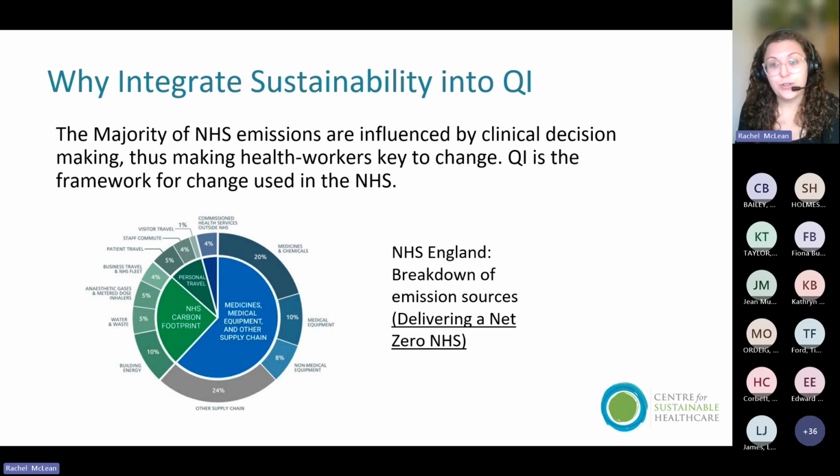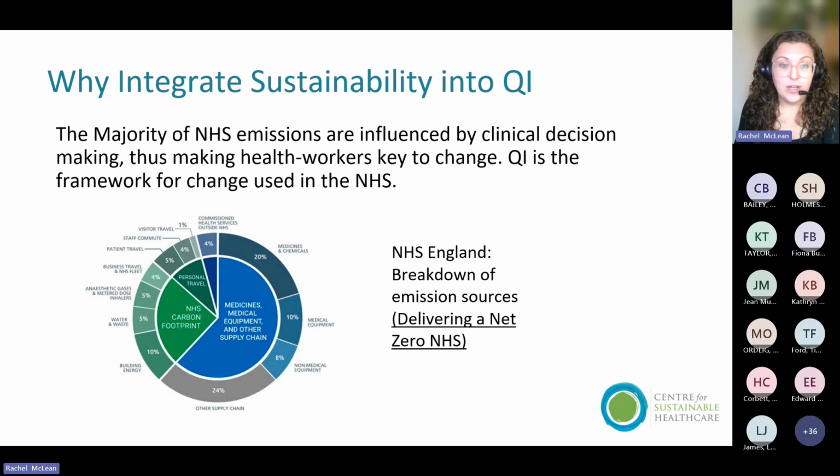And there's a specialist who knows about the environment who'll make those changes and reduce those impacts. But we know that the majority of carbon emissions attributed to the NHS are heavily influenced by clinical decision making. And so the pie chart you can see on the left-hand side gives a breakdown of the carbon footprint of the whole of NHS England.